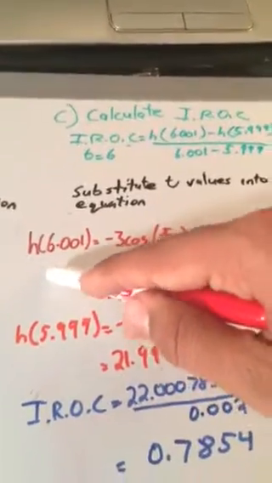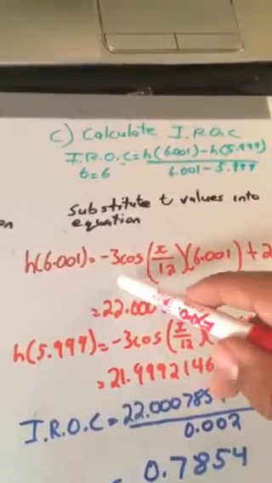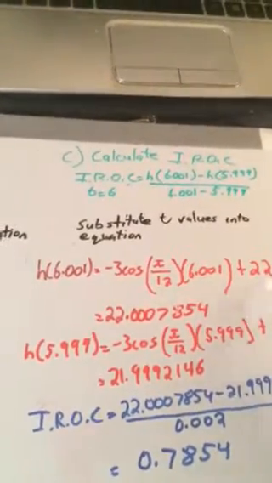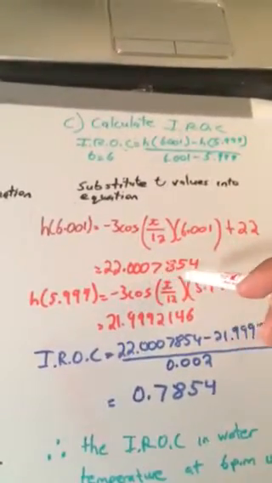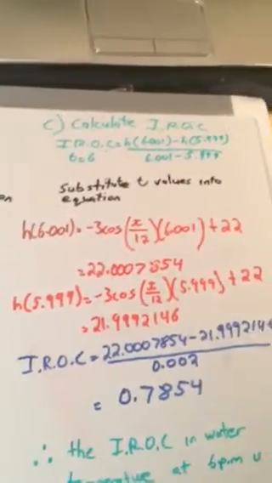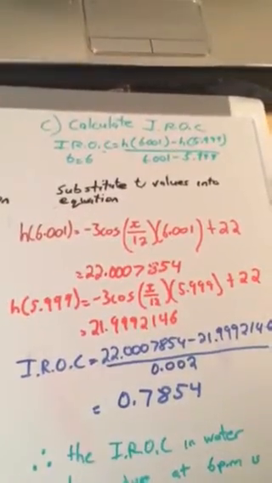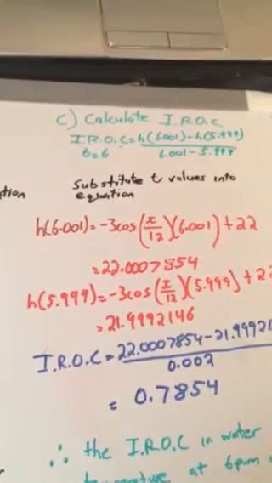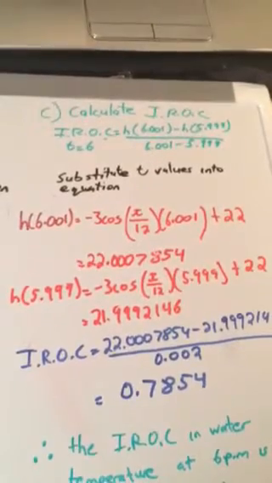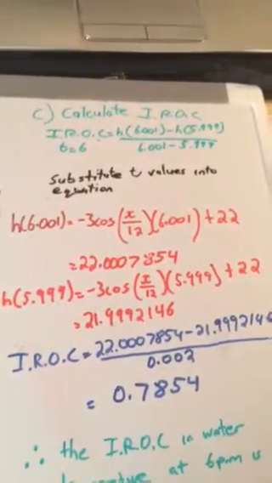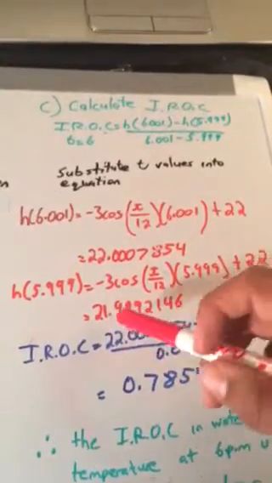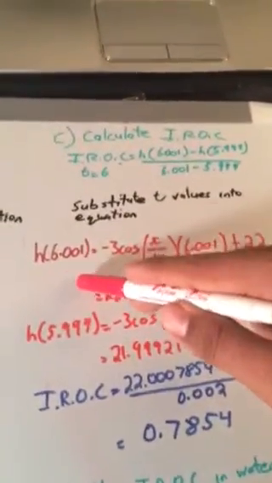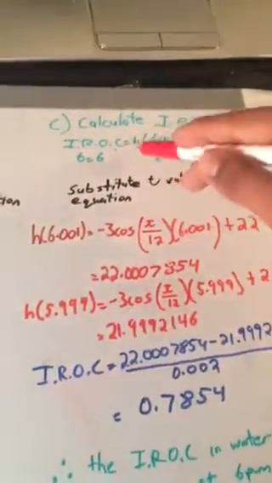So let's start by solving h of 6.001. This is negative 3 cos times pi over 12 times 6.001 plus 22. This gives us 22.000784. Guys, remember to keep all your decimal places to make sure we get the correct answer. Now let's solve our h of 5.999, which equals negative 3 cos times pi over 12 times 5.999 plus 22. This gives us this long answer over here, 21.9992146. So now we have our h of 6.001 and our h of 5.999, and we can sub them into this equation.